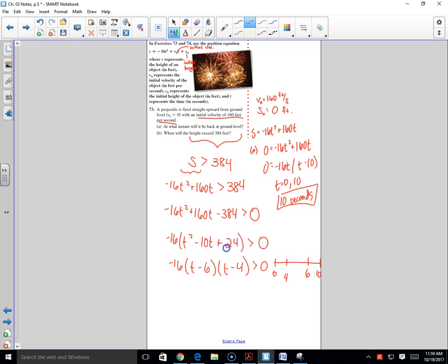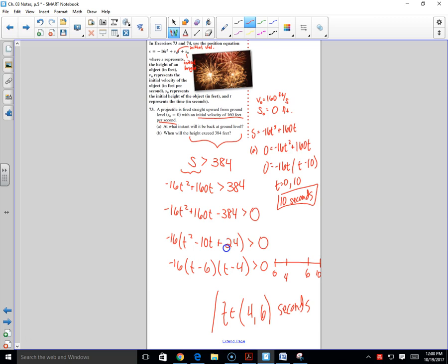What's the final answer for those of you guys that got it? When will it exceed 384? Actually, between 4 and 6. Sorry, I wrote 5. Between 4 and 6 seconds. So those of you that said 5 seconds, yeah, at 5 it is higher, but what about 4.1? It's higher too. What about 4.7? It's higher also. Does that make sense?